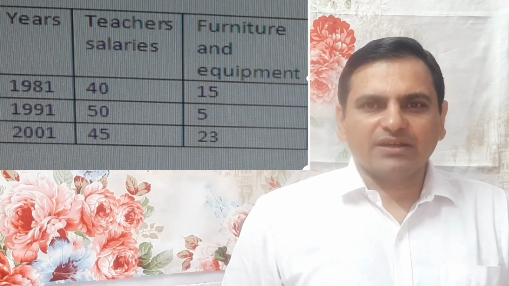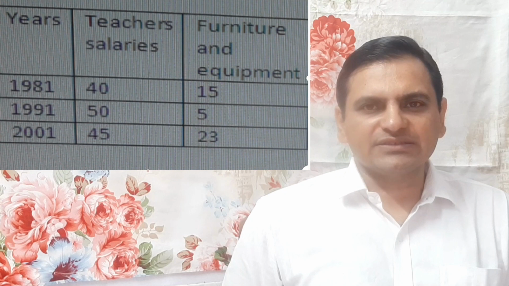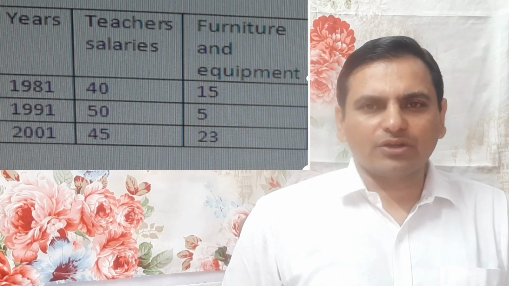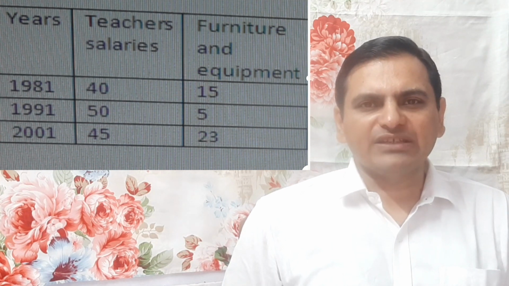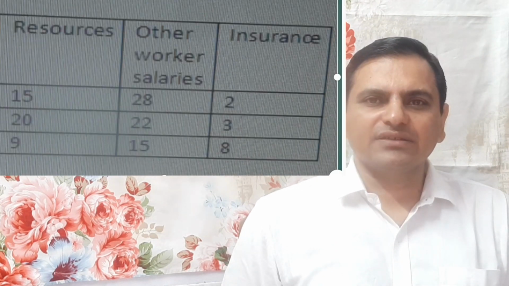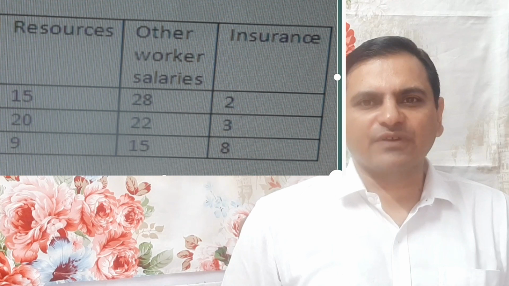After making this table, which you can see on the screen, I have divided it into the years 1981, 1991 and 2001, and on the top I have mentioned 5 categories, which are teacher salaries, insurance, other worker salaries, resources, and at last furniture and equipment.